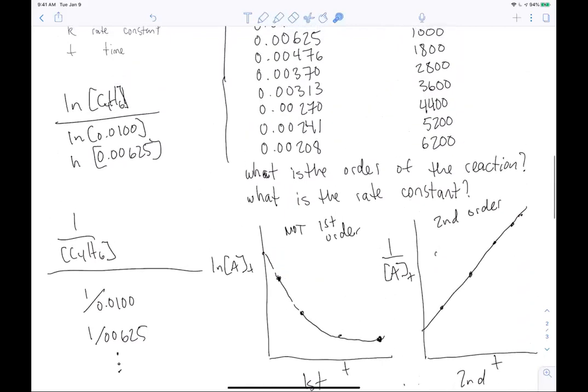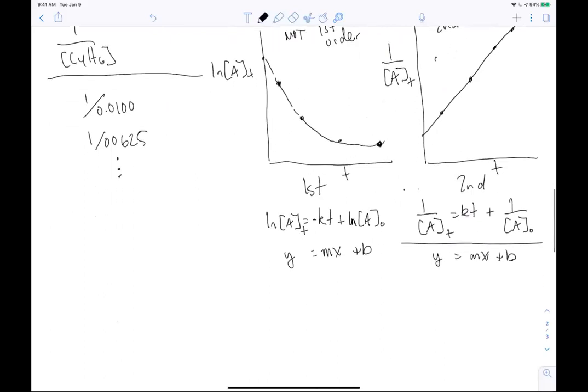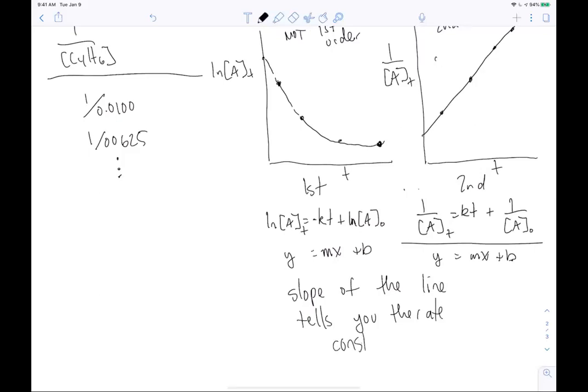The other thing to recognize is that because we've written these equations in the form y equals mx plus b, the slope of the line tells you the rate constant. So note that m here corresponds to k. x in this situation is t, that's what we plotted here, that's this axis here. The slope of the line though is k.